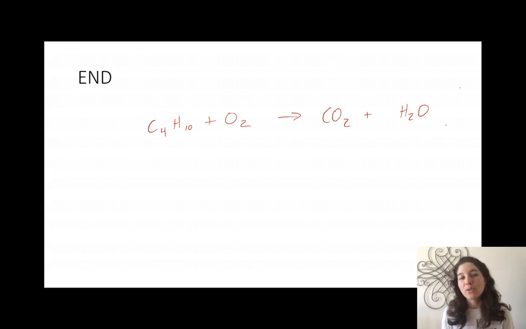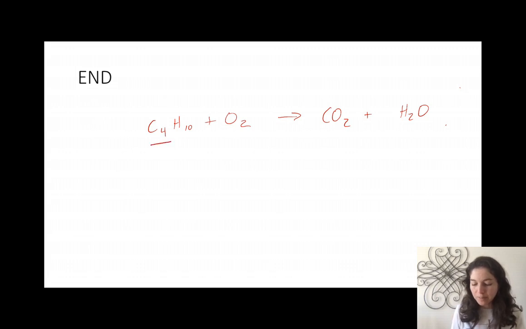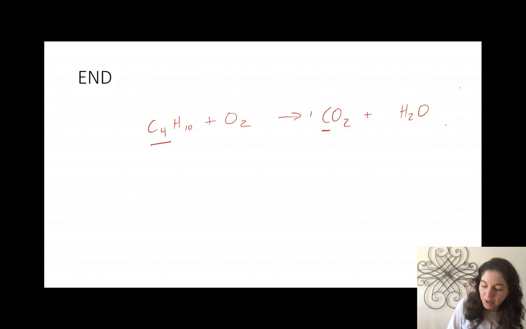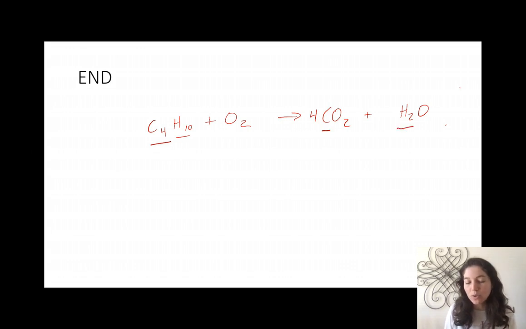Okay, let's take a look at how to solve this problem. So first things first, we'll look at our carbons. So we've got 4 carbons on one side, 1 carbon on the other. So if we put a 4 here, that's going to fix that issue. Let's check out our hydrogens. Hydrogen on this side we've got 10, on this side we've got 2. So 2 times 5 is 10. So if we put a 5 in the front, that means we've got 10 total hydrogens now.